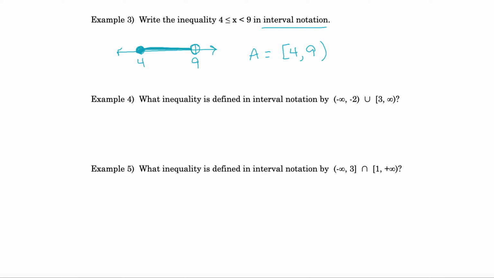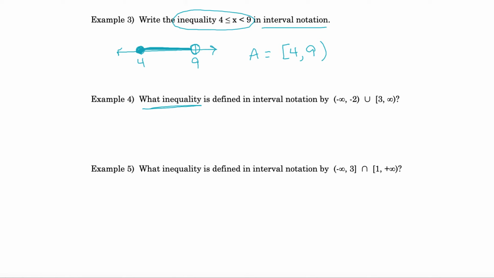What inequality? So now we're looking for inequalities. Again, here's the inequality that we started with, so we're kind of working a little bit backwards here, is defined in interval notation by negative infinity to negative 2 excluded, union, inclusion of 3 to positive infinity. So again, what I'm first going to do is just draw a picture to see what it looks like, which might help me write it in inequality notation.